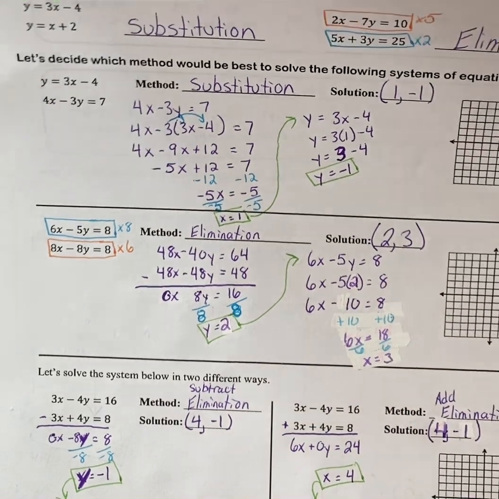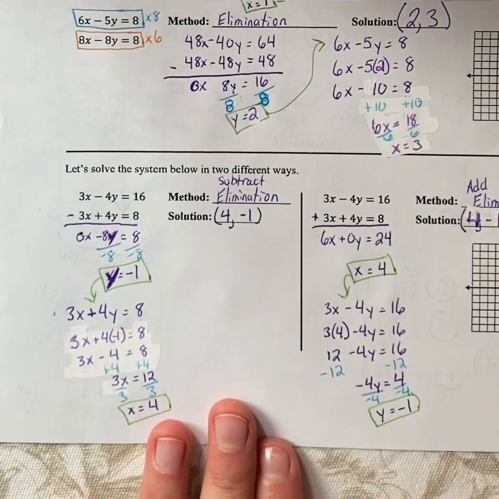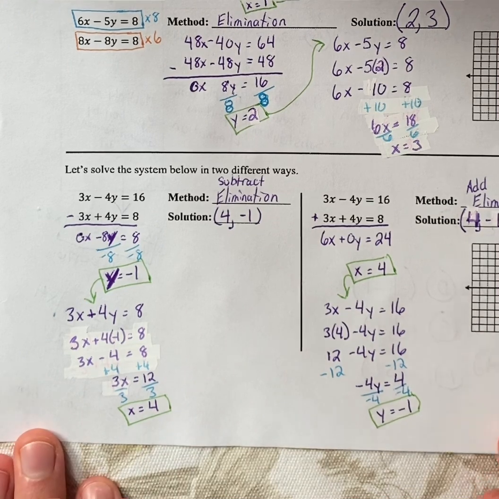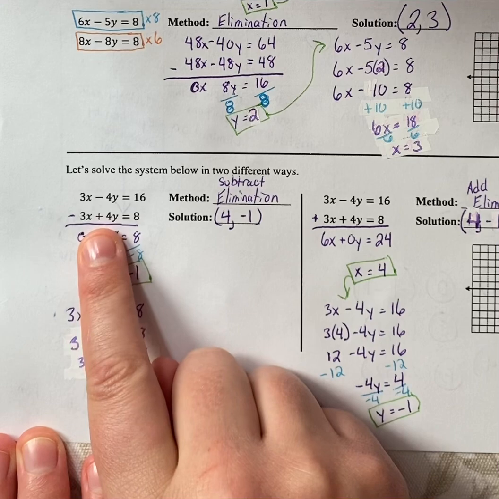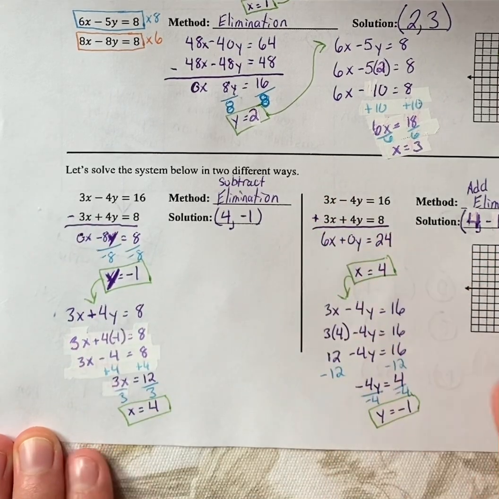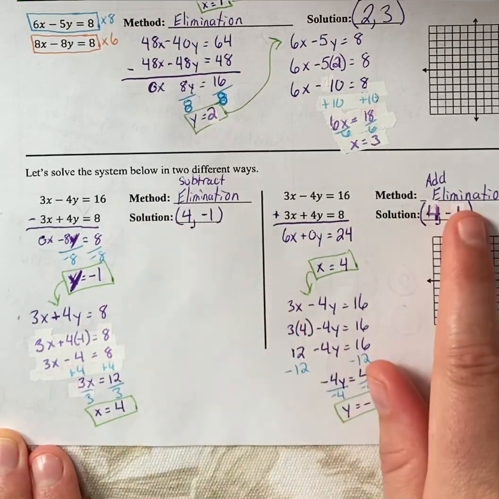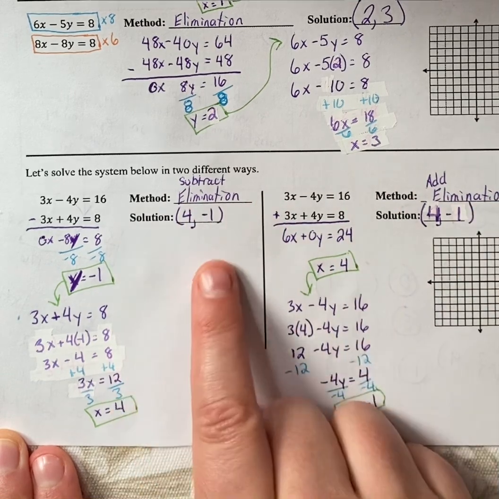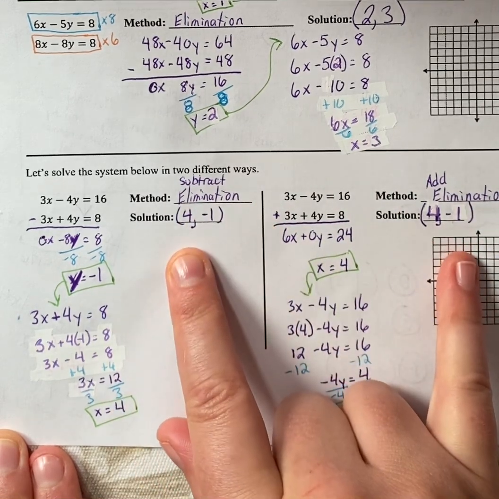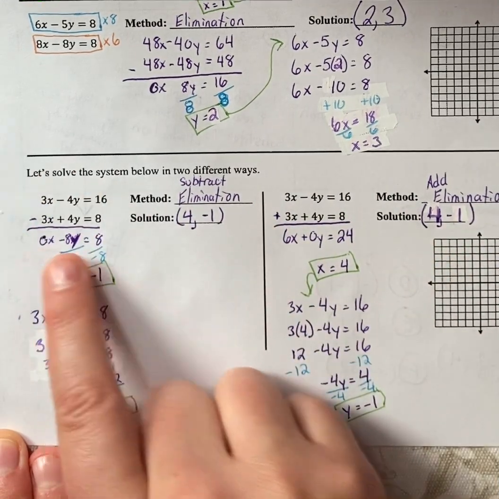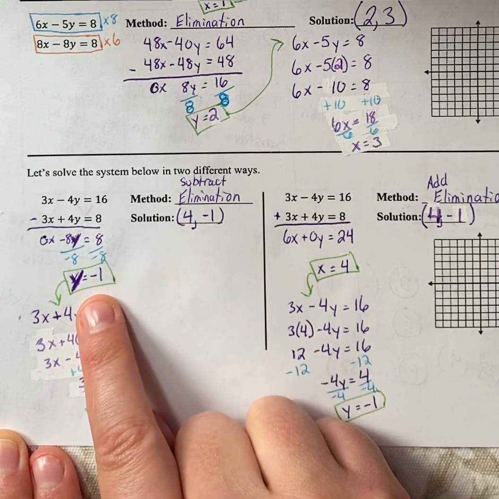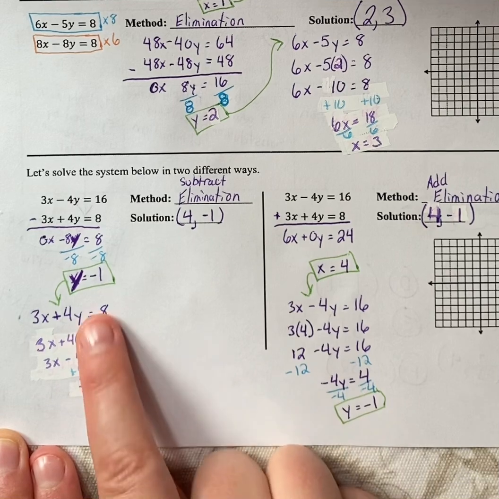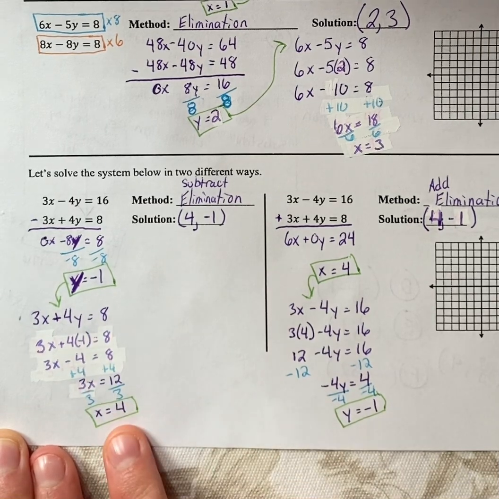All right, so these ones, if you haven't tried them out on your own, please try them out. So for this one, I'm going to subtract and I'm going to add. So I'm going to show you how you can do the same thing and you should end up with the same answer. All right, so here I'm going to subtract it and I end up with negative 8y equals 8, end up with y equals negative 1, pop that back into the equation, end up with x equals 4.